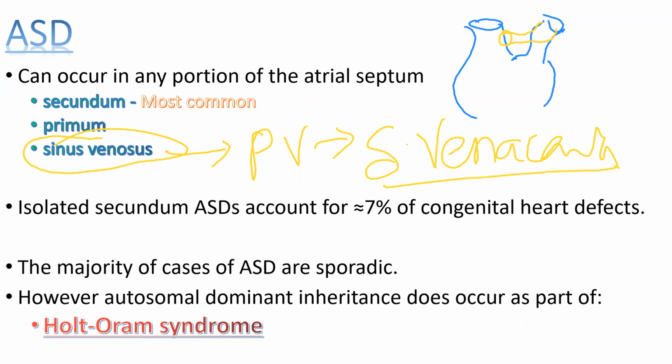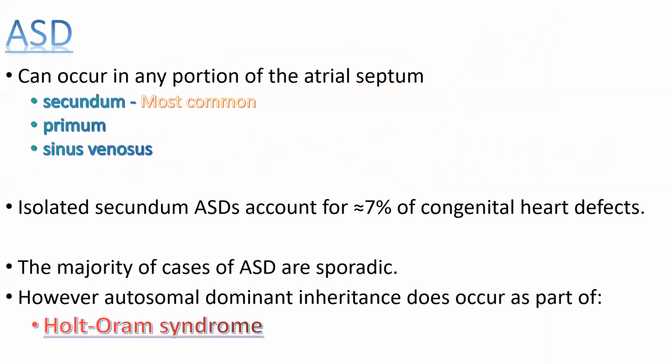So what we understand is that ASD can occur in any part of the atrial septum. It can be secundum, it can be primum, it could be sinus venosus. In fact, there are many other different types of ASD, but today we are only going to discuss these three. We will not be discussing the others. So if I ask you, what is the most common type of ASD? The most common type of ASD is secundum, right? Majority of the patients with ASD are going to have secundum ASD.